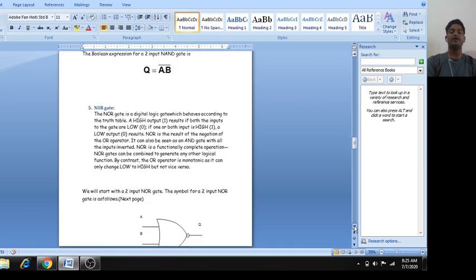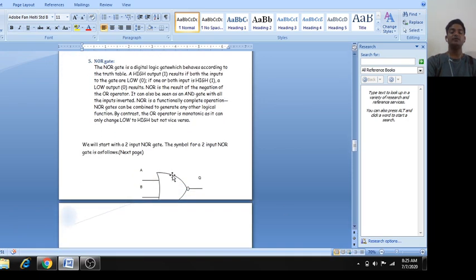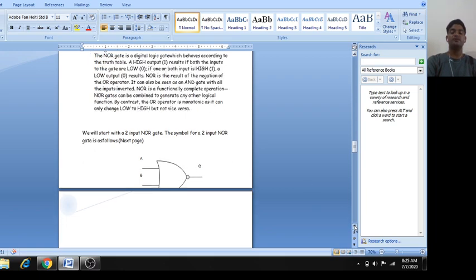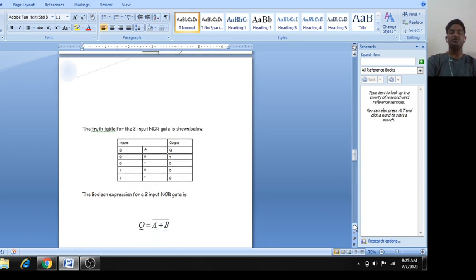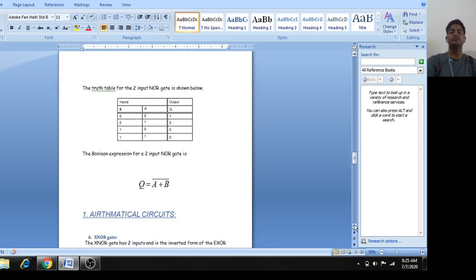Next is the NOR gate. It is nothing but an OR plus NOT gate, and this is your truth table: 0 0 1, 0 1 0, 1 0 0, 1 1 0. And the last two gates are arithmetical circuits, the XOR gate and the XNOR gate.